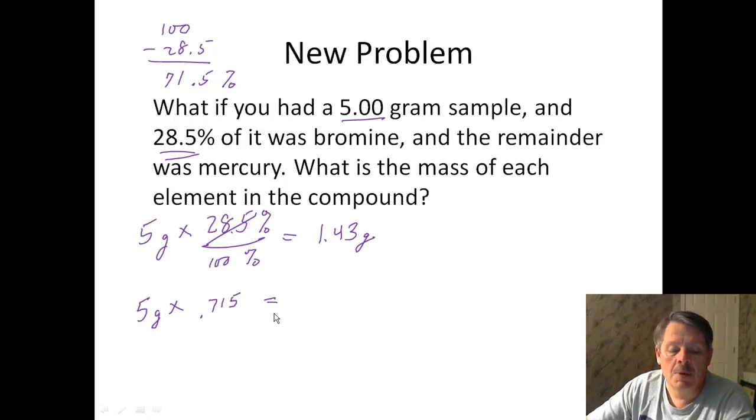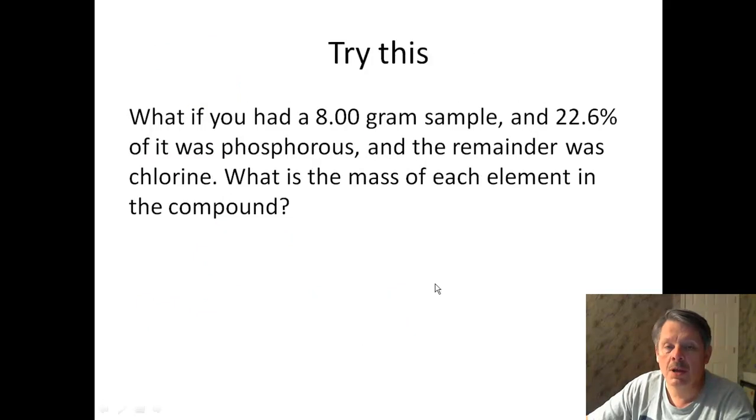If I multiply by 0.715, I get 3.58 grams. And that's the mercury, and that's the bromine. And when I add these up, you'll notice that I get 5.01, which certainly is close enough for what we're doing. All right, you go ahead and try one. This is the last problem we have to go through. So you go ahead and give it a shot, and then come back to me when you're done.